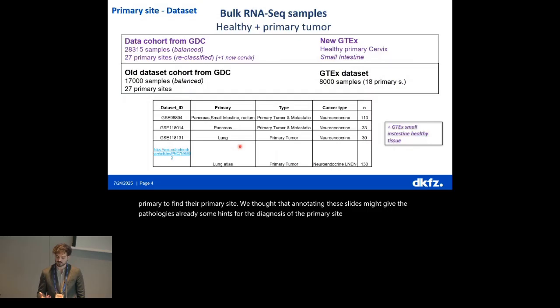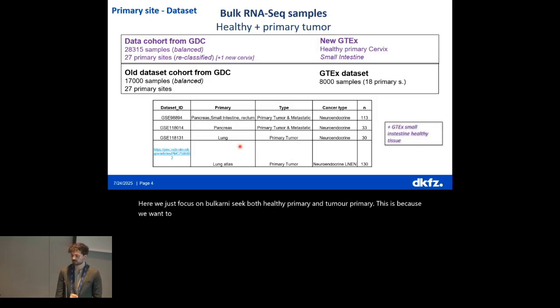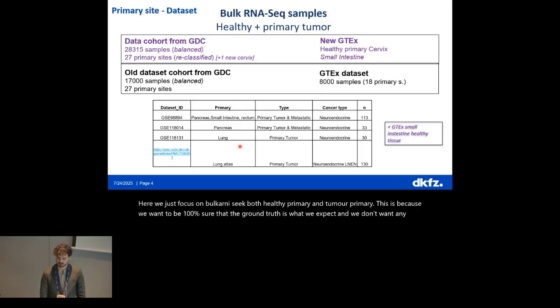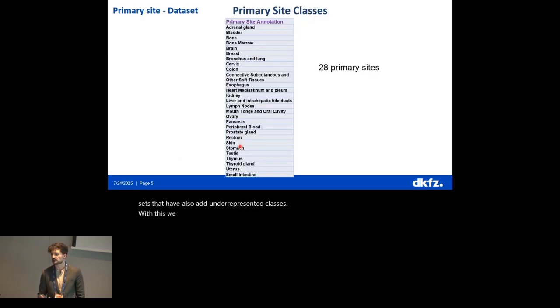For this, we constructed a dataset composed of bulk RNA-seq samples. We don't use any spatial transcriptomics here. We just focus on bulk RNA-seq, both healthy primary and tumor primary. This is because we want to be 100% sure that the ground truth is what we expect, and we don't want any uncertainty here. So our main sources are GDC Data Portal and GTEx, and also external data sets that help us to add underrepresented classes. With this, we are able to target 28 primary sites, covering most of the organs and tissues of relevance for cancer biology.